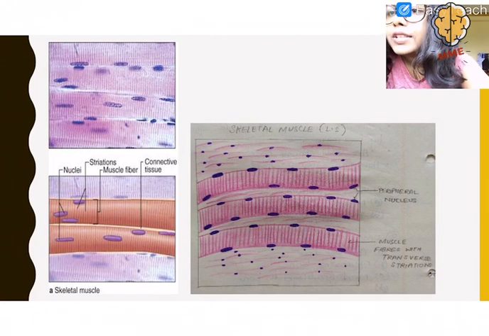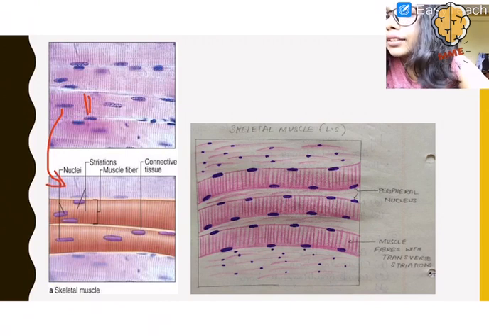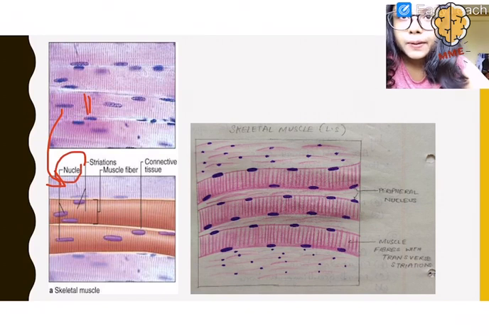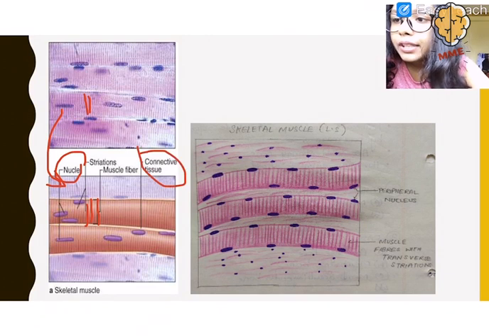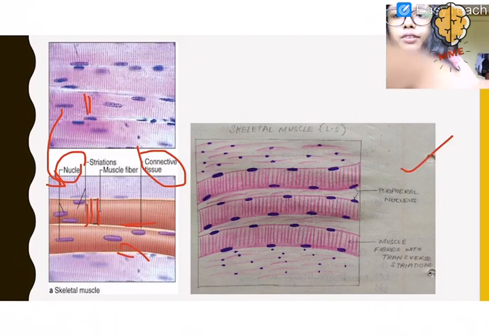Here also you will see striations are present, but there is no branching. So this is actually an explanation of this photo. These are the nuclei. There are multiple nuclei in the same muscle fiber, and hence they are known as syncytium. They have striations because of the light A band and I band, and they have connective tissue in between them. See, this is the connective tissue. Okay, this is how you will make it.